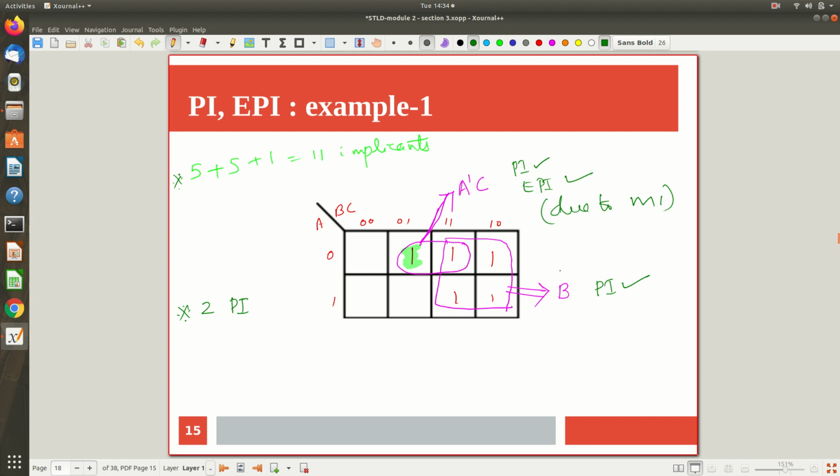Similarly, if I am looking at this B, the prime implicant B, is it an essential prime implicant? That is my question. It is also an essential prime implicant. Tell me what is the reason for that?